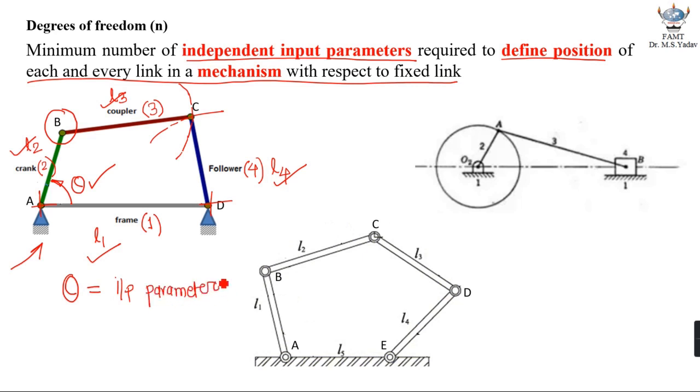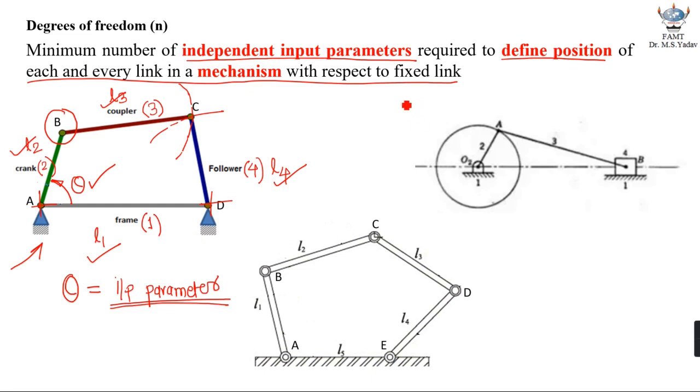Now degrees of freedom is nothing but how many independent input parameters are required to define position of each and every link in the mechanism with respect to fixed link. That number is nothing but the degrees of freedom. Let us try to understand the concept with one more example.